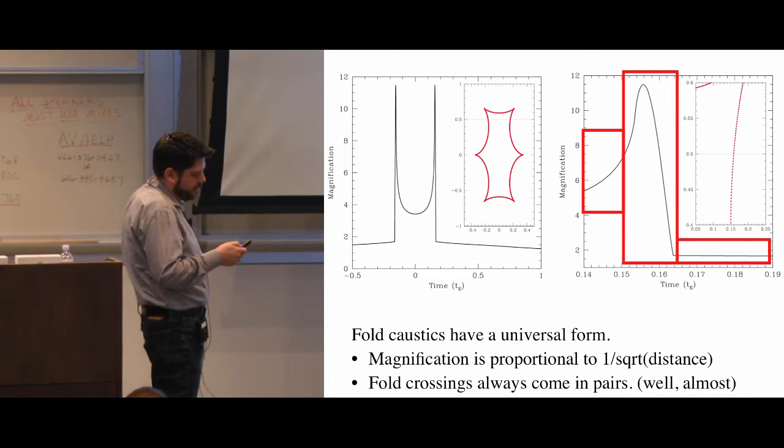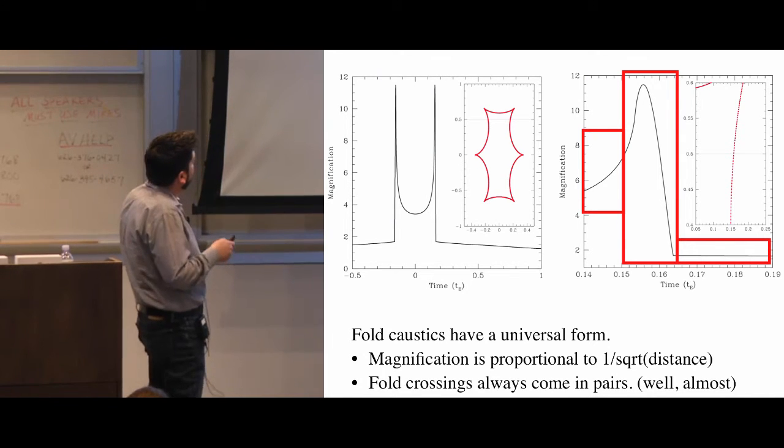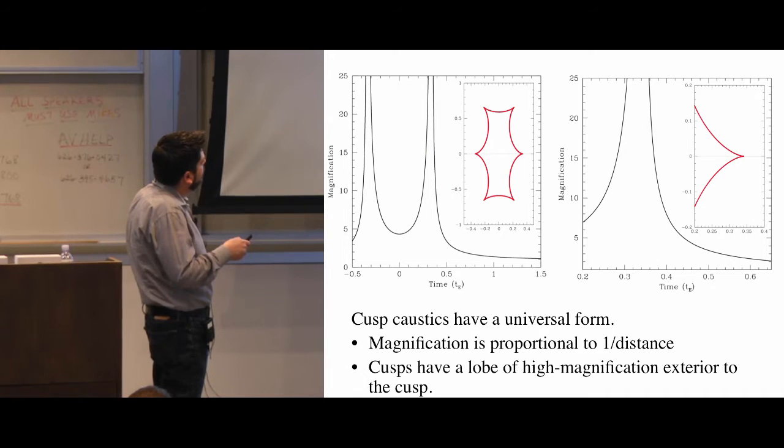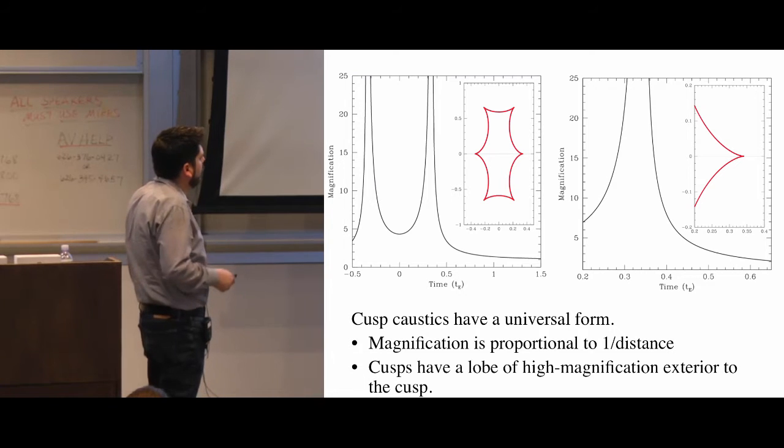What's going on here is that 2 images are merging as you approach the caustic, and once they cross the caustic they disappear. And then you have a cusp, where the magnification goes as 1 over distance as you approach the cusp. But outside the cusp, in a very marked difference to a fold, there is still one image that has very high magnification. So you have 3 images that are highly magnified, and when you cross the cusp, 2 of them merge, and you have 1 left over.